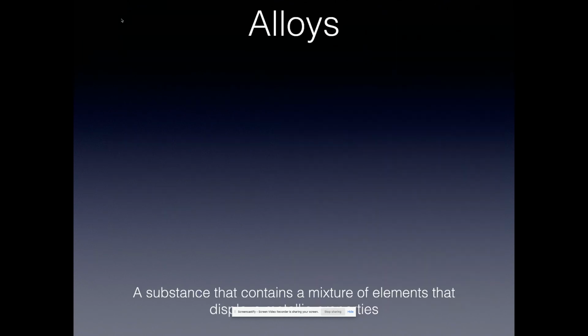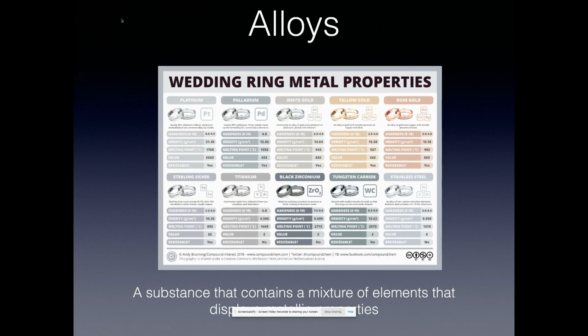Okay, alloys. A substance that contains a mixture of elements that displays metallic property. So I just love the graphics done by this website, Compound Chem. And just undoubtedly every year people end up asking me about gold and the different alloys and difference between white gold, yellow gold. Well, those are just terms that jewelers have made up. Gold is gold, okay? But depending upon what the metals are mixed with, they can take on slightly different appearances, okay?